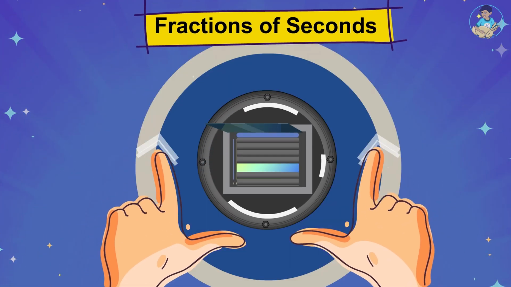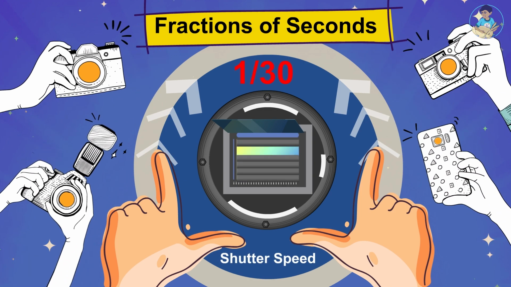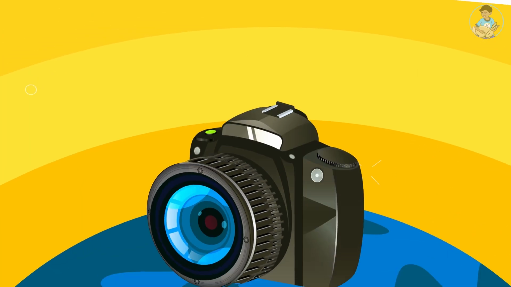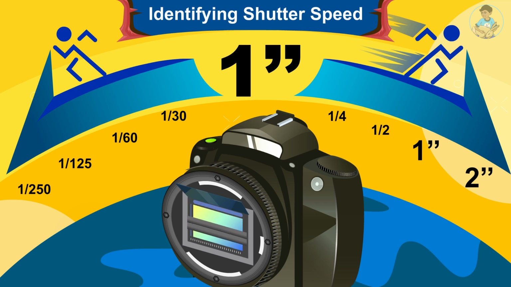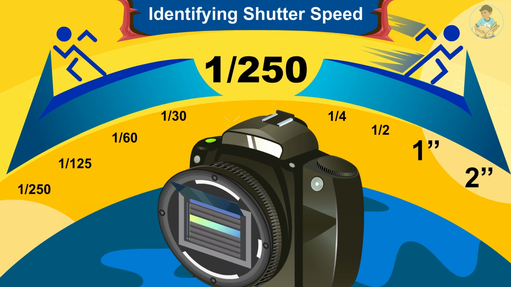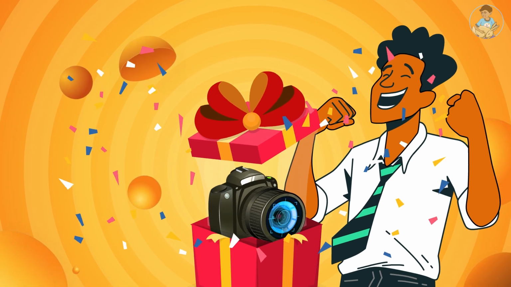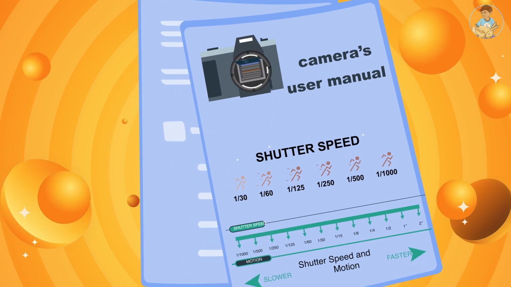Shutter speed is measured in fractions of seconds. However, in most cameras it appears as a complete number. When it is equal to or longer than 1 second, you will see a quotation mark identifying a second, for example, 1 quotation mark. When it is a fraction of a second, such as 1/250th of a second, you will see a whole number 250. This, however, may vary depending on the camera you own. So it is always recommended to read the camera's user manual to understand how the shutter speed works for your camera.